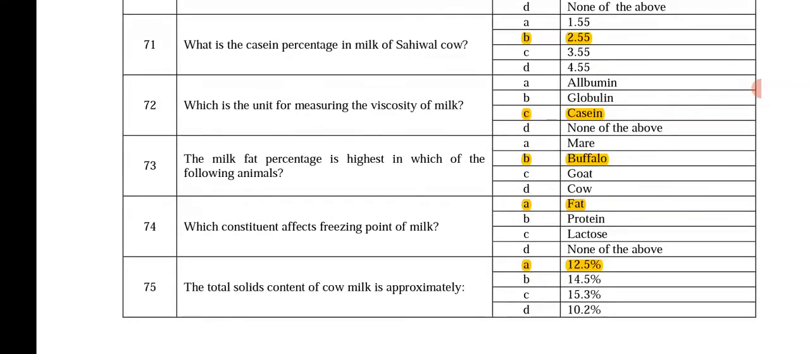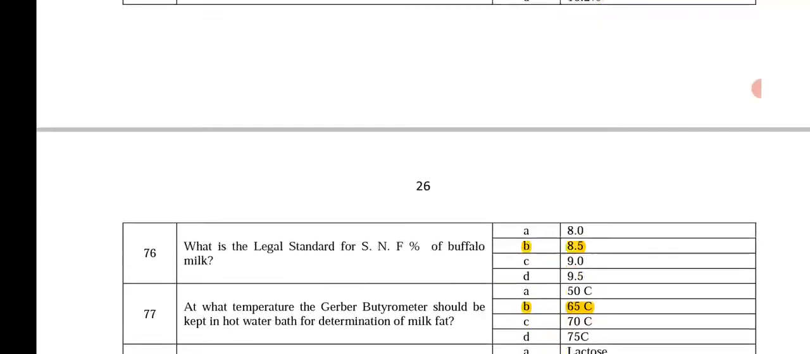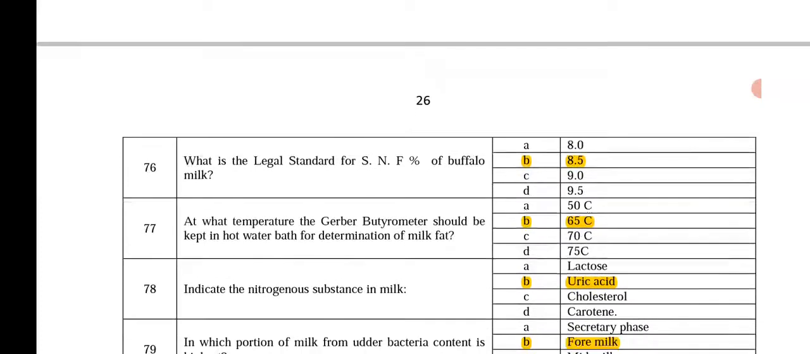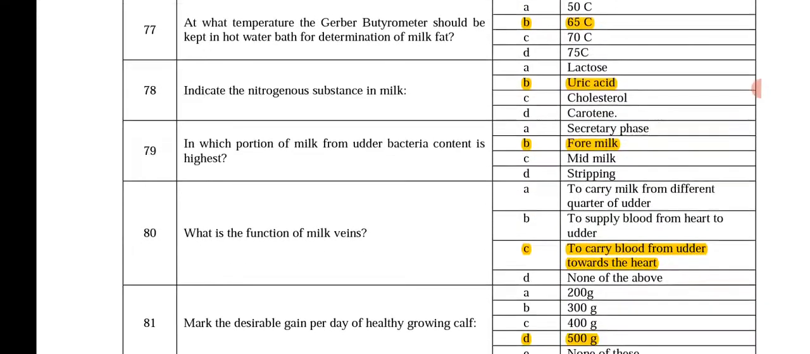The total solids content of cow milk is approximately 12.5%. What is the legal standard of solid not fat percentage of buffalo milk? 8.5. At what temperature should the Gerber butyrometer be kept in hot water bath for determination of milk fat? 65 degrees centigrade. Indicate the nitrogenous substance in milk? Uric acid. In which portion of milk from udder is bacteria content highest?